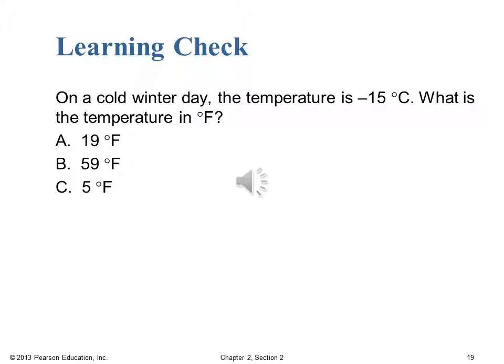All right, let's try another one of these, and this time we're going to deal with that negative that oftentimes appears in the Celsius and Fahrenheit scales. Obviously, negative would be unusual in the absolute Kelvin scale. So on a cold winter day, the temperature is negative 15 degrees Celsius. What is that temperature in degrees Fahrenheit? Is it A, 19 degrees Fahrenheit, B, 59 degrees Fahrenheit, or C, 5 degrees Fahrenheit?